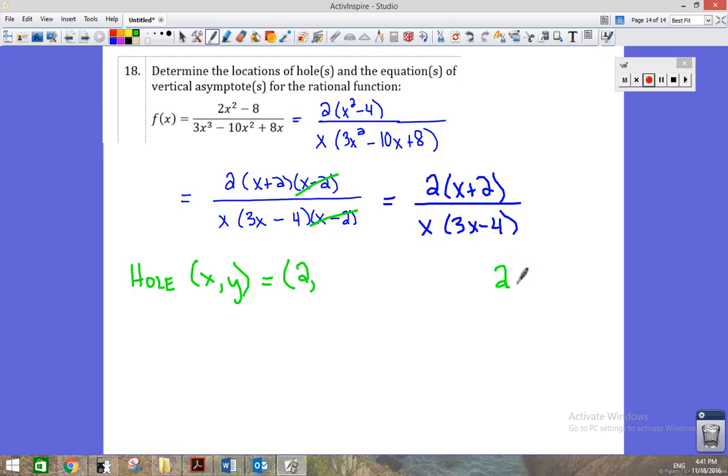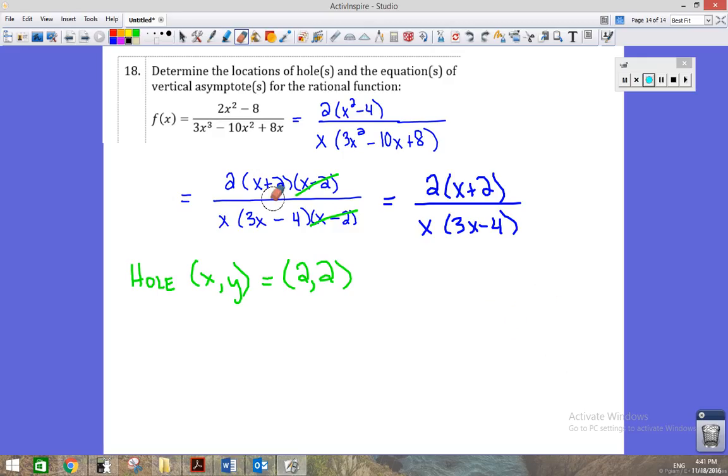Well, we've got this 2. 2 plus 2 is 4. So in the numerator we have an 8. And down here we have a 2. 3 times 2 is 6, and 6 minus 4 is 2. These 2's cancel each other, and 4 divided by 2 is 2. So my hole has coordinates (2, 2), if I haven't made a silly arithmetic error.